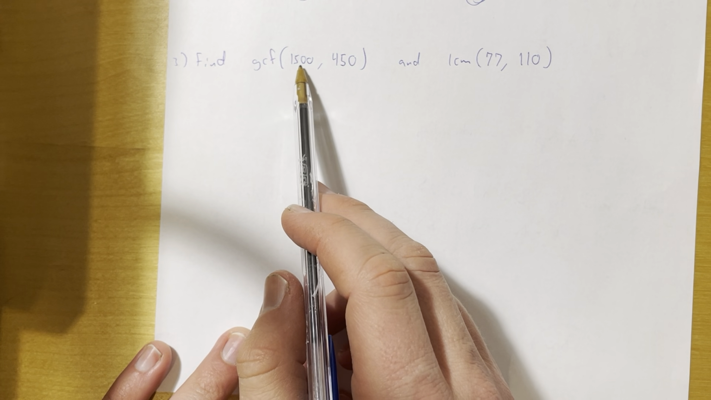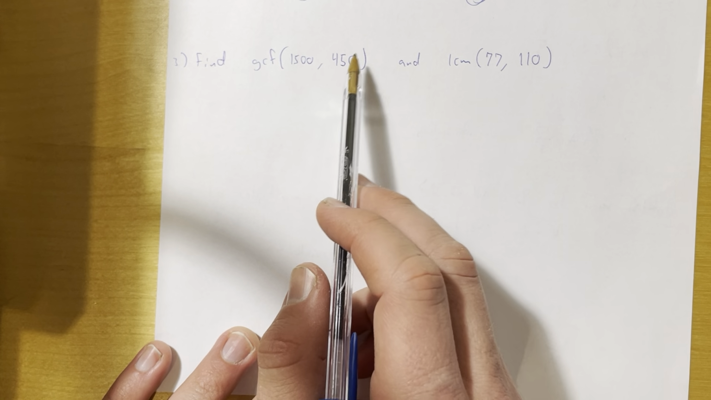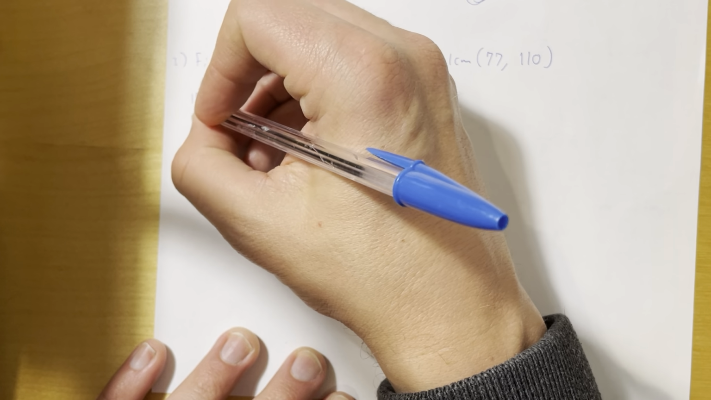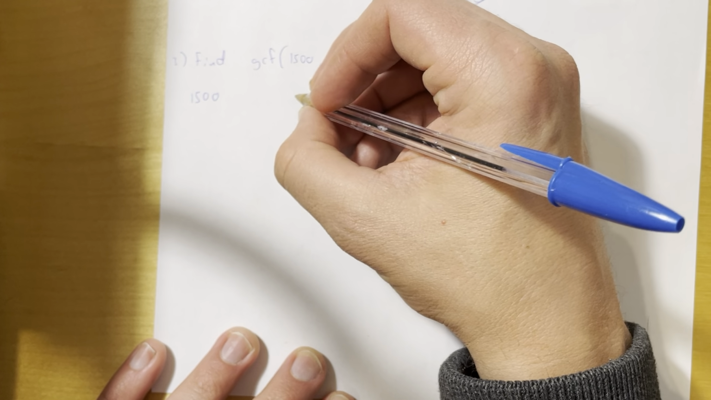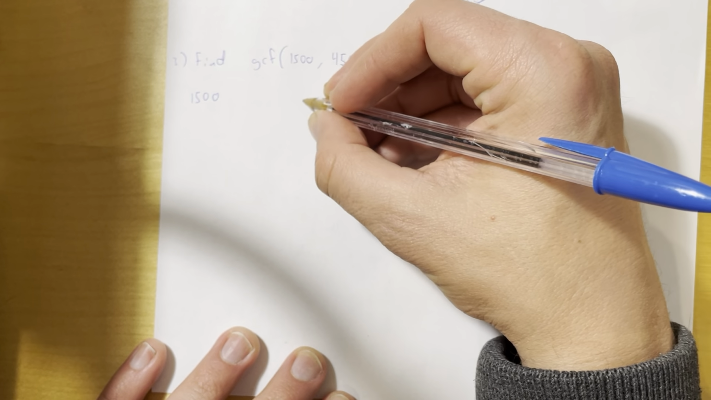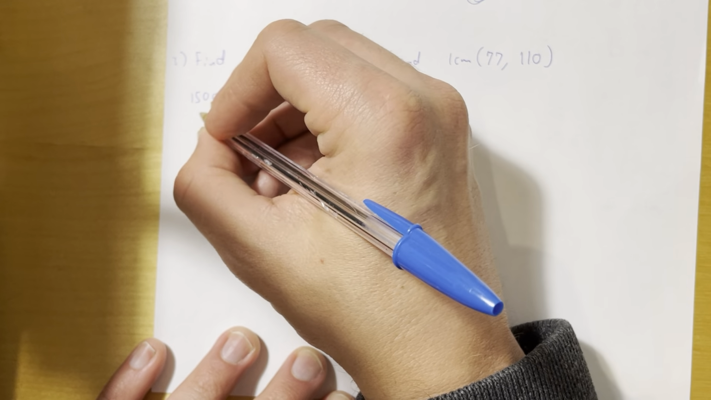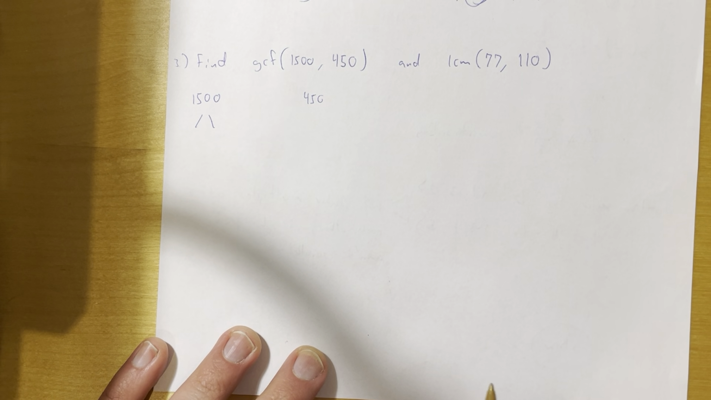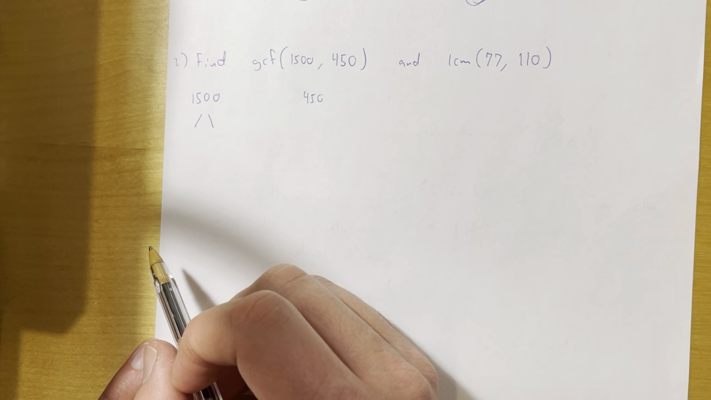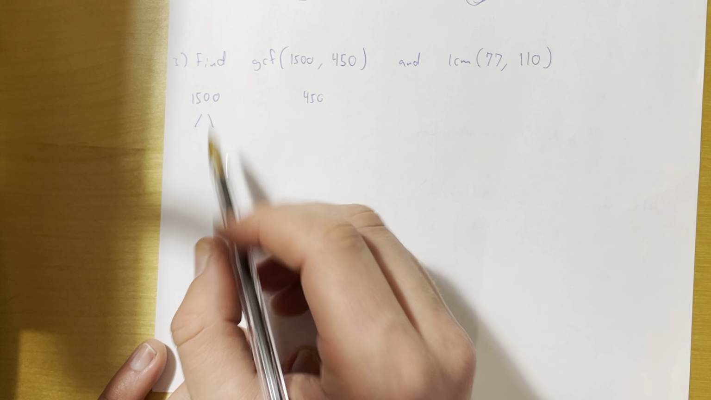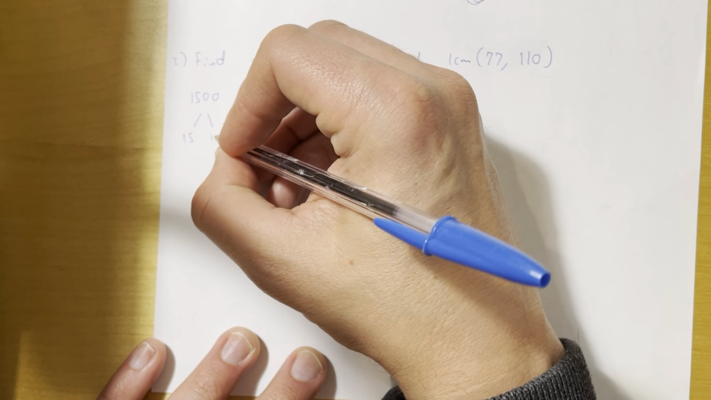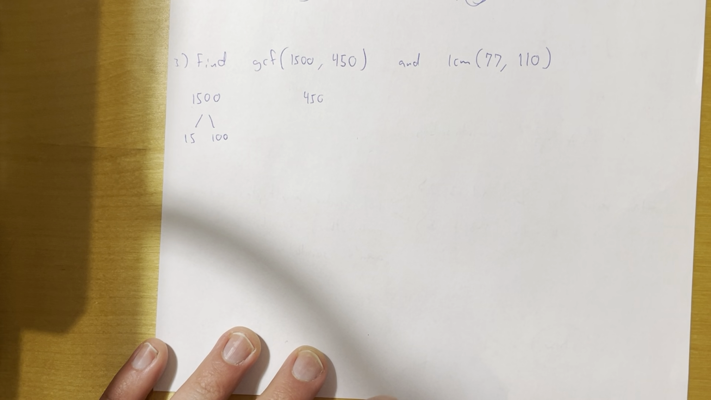So starting with the GCF, I want to take both numbers, 1500 and 450, and I want to find prime factorizations for each one of those. So we'll do 450 right here. 1500, okay? I notice that it ends in 2 zeros, which means it's divisible by 100. Specifically, it would be 15 times 100. Okay? Kind of, to me, the most obvious way to break that down.